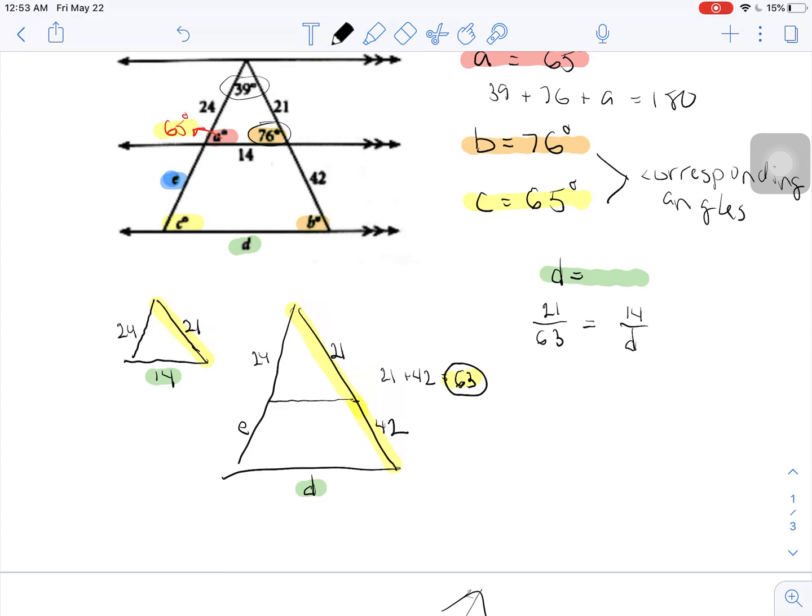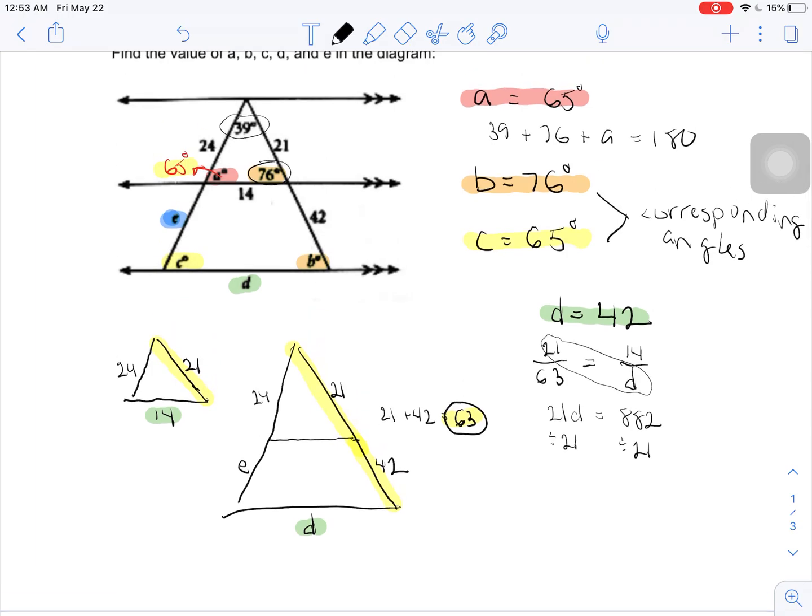So that makes a proportion with the sides. Now I can go through and solve that proportion. Cross multiply, I know, is the favorite way for most of you. So 63 times 14 is 882. We're tracking through this quickly because you should know how to solve a proportion. Divide by 21, and we get 42. So that means D is 42.